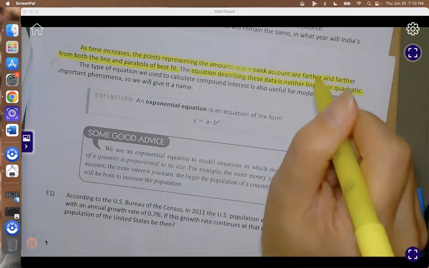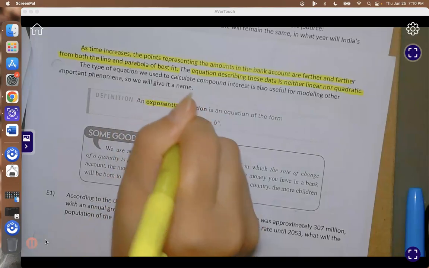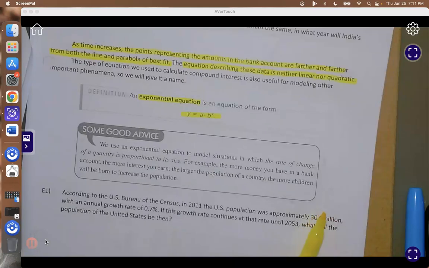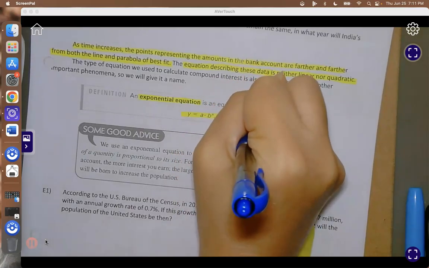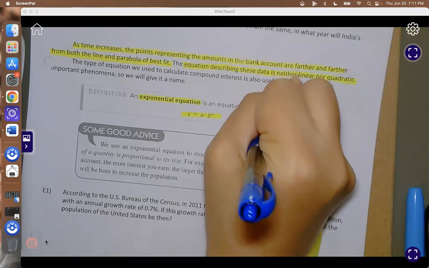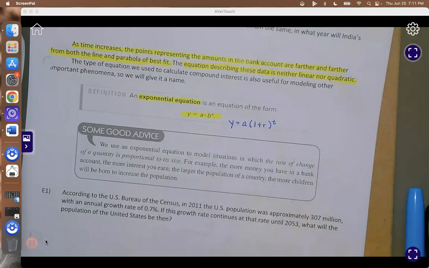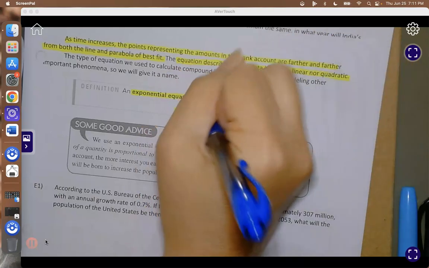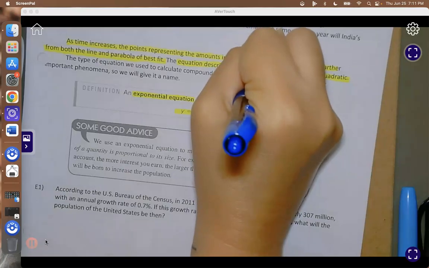Okay, so the type of equation we would use is an exponential equation. And this is the equation you use, but the more common formula that we use is y equals a, then in parentheses, 1 plus r raised to the t. Okay? Now, if you use the original piece, a is your original amount.